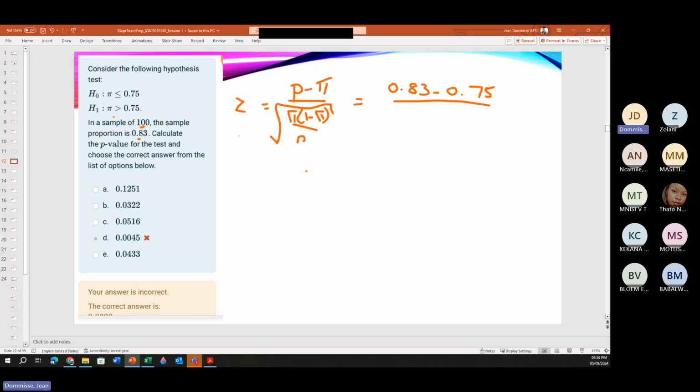Okay, so that was 0.75 times 0.25, and that divided by n and the square root of it. Okay, so 0.75 times 0.25 is equal to 0.188. Can that be 0.75 times 0.25 divided by 100, the square root of that?